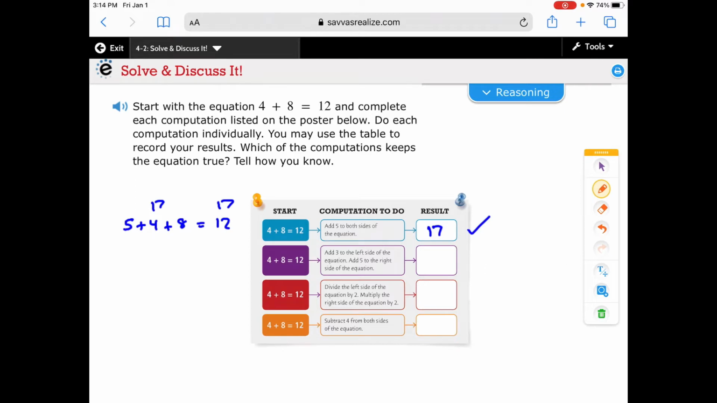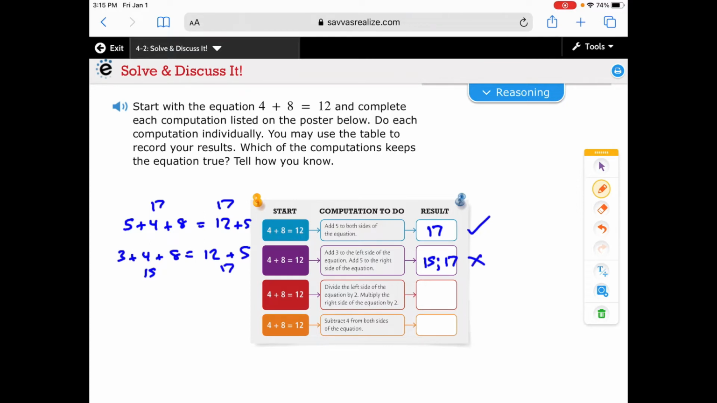All right. Next one says add 3 to the left side and 5 to the other side. All right, which we did up here. So we know that this is 17, and this one will be 15. So this is not true because we got 15 and we got 17. So that's not going to work.